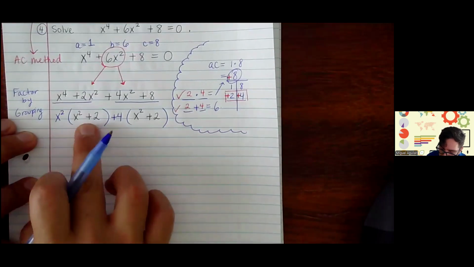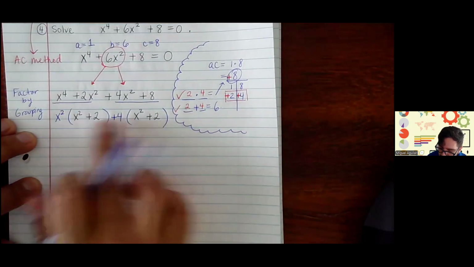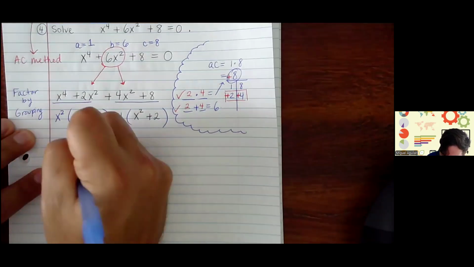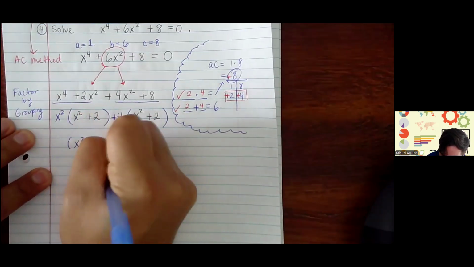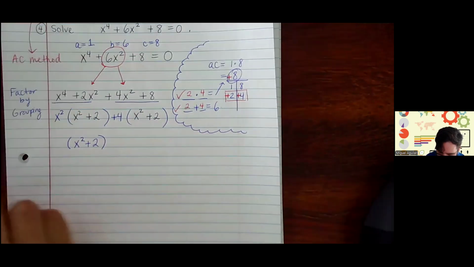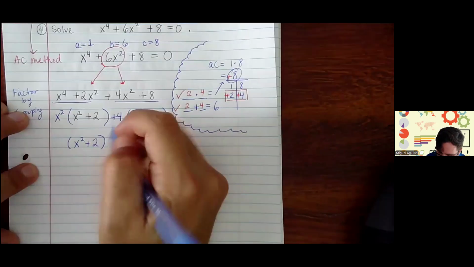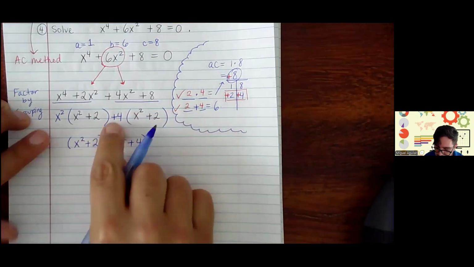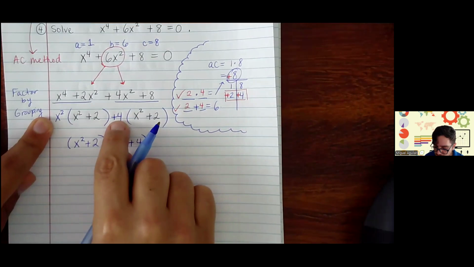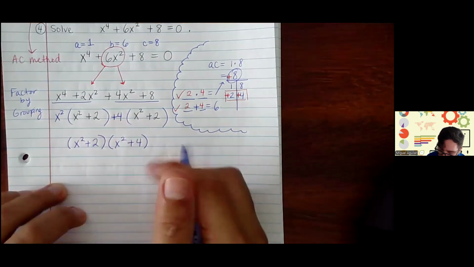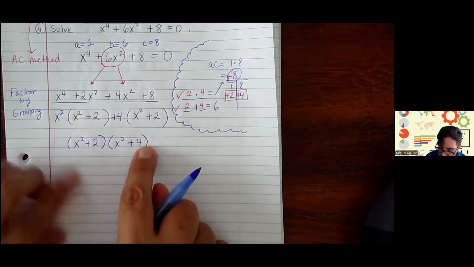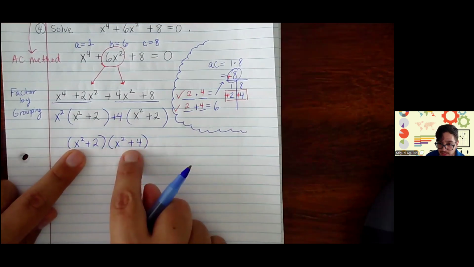Okay. But since the terms in the parentheses are the exact same, that means that our first binomial factor is x squared plus 2. And then the next binomial factor is x squared plus 4, the GCFs that we factored out from the previous step. Okay. Now, if you inspect these factors, they are quadratic factors.